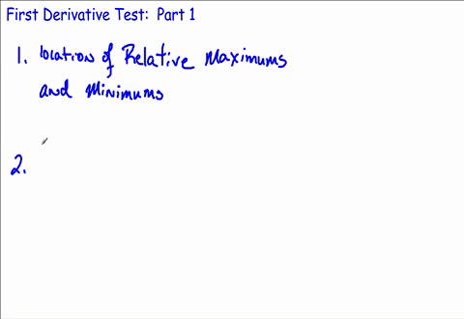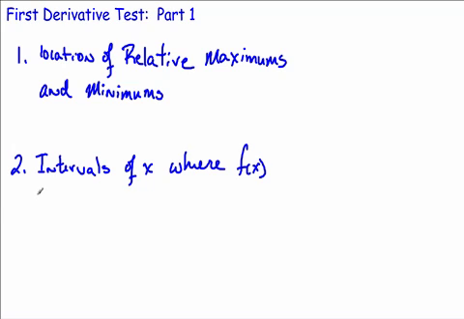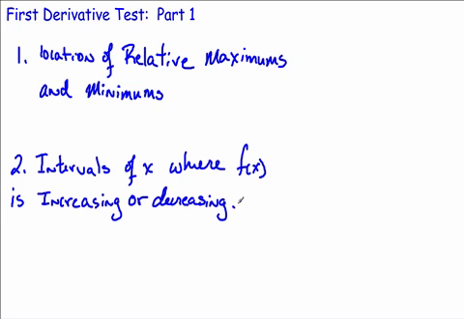is the intervals of x where f of x is increasing or decreasing. We're going to focus on the first part today, and tomorrow we're going to focus on the second part. So the intervals of x where the graph is increasing or decreasing. Those are the two primary things that the first derivative test will tell us.